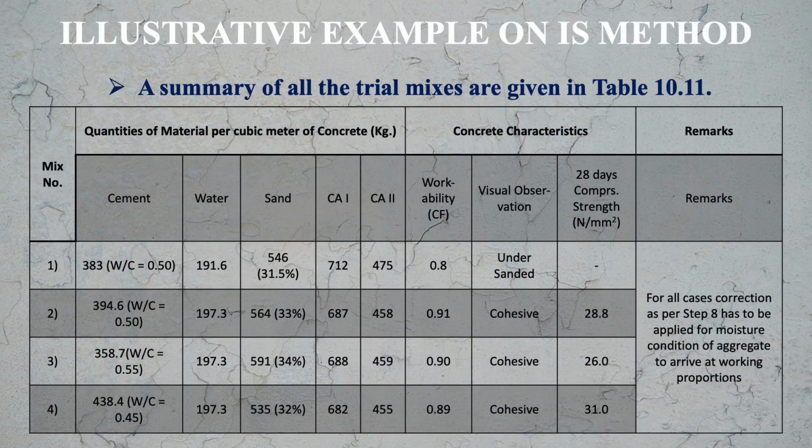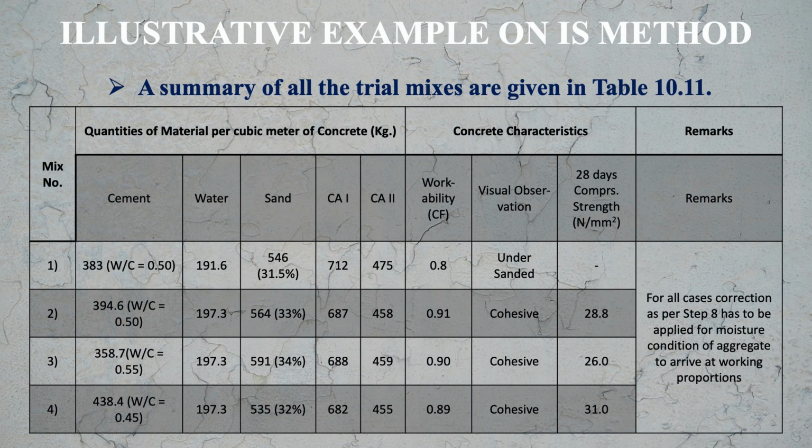Finally, the summary of all these trial mixes is given in the table that you see here. In this table, the first column gives the trial mix number, then the quantities of materials per meter cube of the concrete in kg are given for cement, water, fine aggregate that is sand, then coarse aggregate of type 1 and coarse aggregate of type 2. Then concrete characteristics are also mentioned here, and finally in the last column you get the remarks.